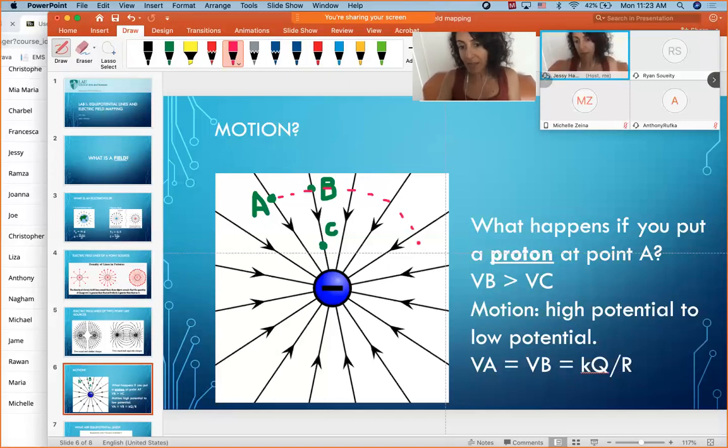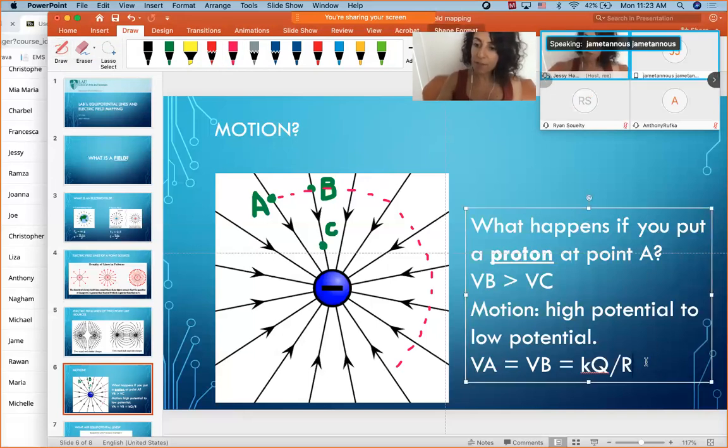So this line is called the equipotential line. It's a line that is at the same, in this case, same distance away from the source. And all the points of this line have the same potential. We call it equipotential because they have the same potential. Now, another question. What is the potential difference between A and B? Is it zero? It is because they are equal.